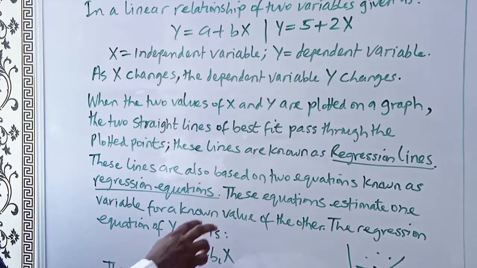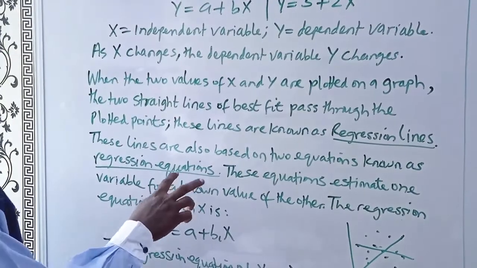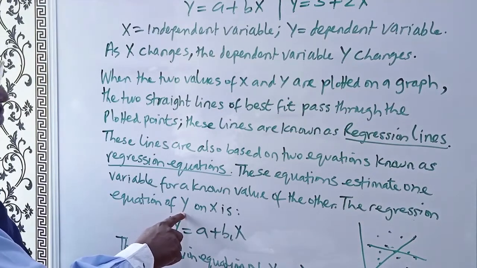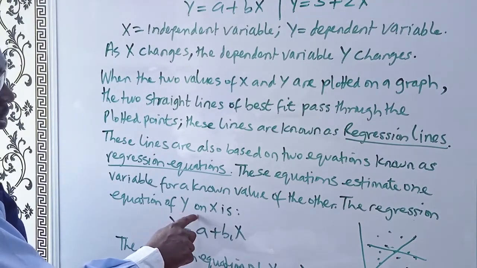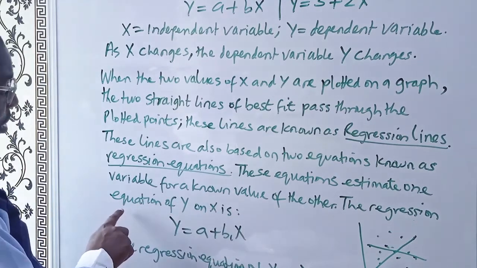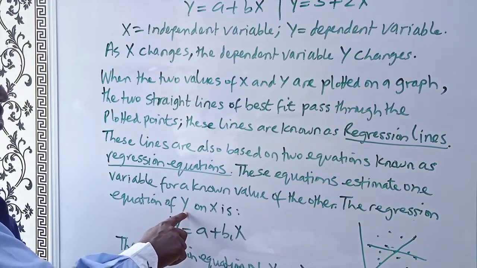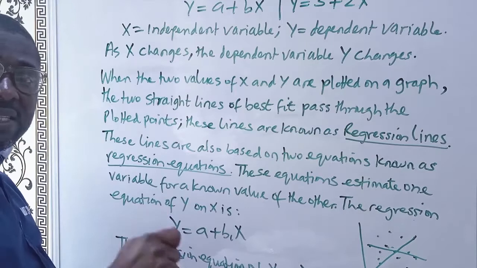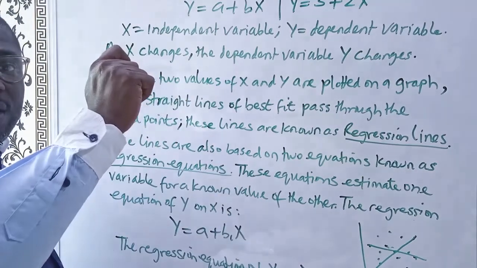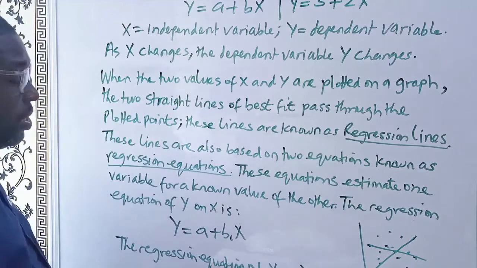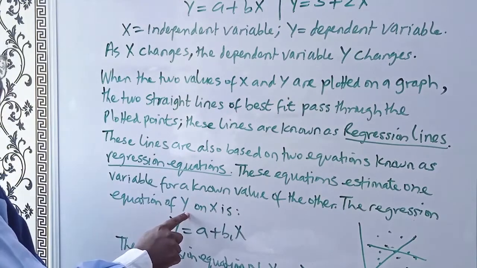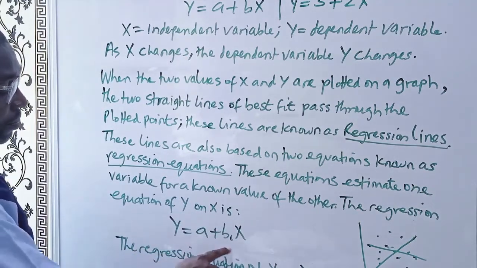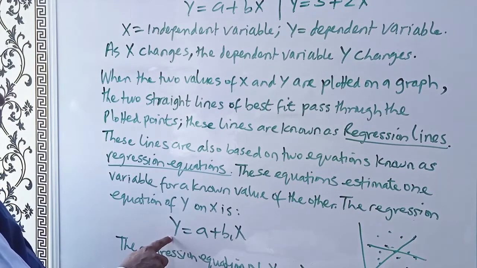Now, based on what I've just said, these values estimate one variable for a known value of the other. The regression equation of y based on x, this is y on x, is finding or predicting y. That's what we mean by regression. Remember, regression predicts a value based on the known value of the other. So the regression equation of y, predicting y based on x, written y on x, is given as what we have here. This is similar to what we have up here.